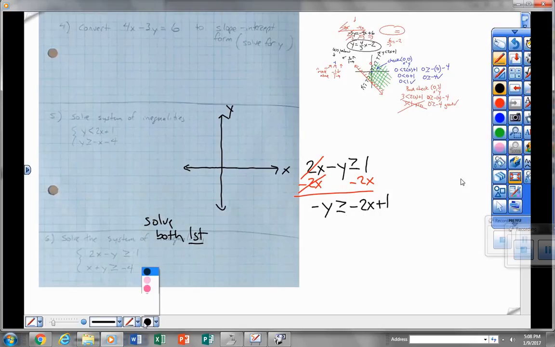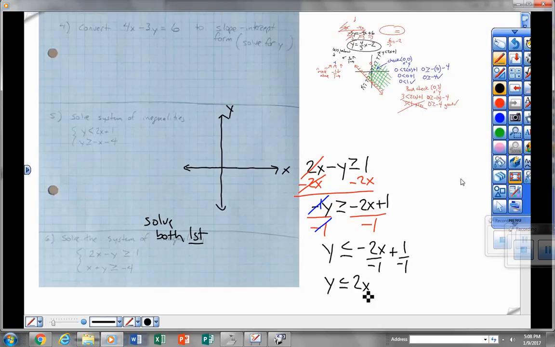Next step, to do the opposite of multiplying by negative 1, which is dividing by negative 1. That cancels away and gives me a positive y. That inequality will switch because I'm dividing by a negative 1. So that becomes y less than or equal to the negative 2x divided by negative 1, and the 1 divided by its own negative 1. We'll simplify that down to y less than or equal to positive 2x minus 1.